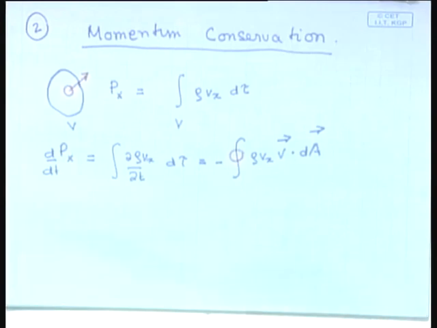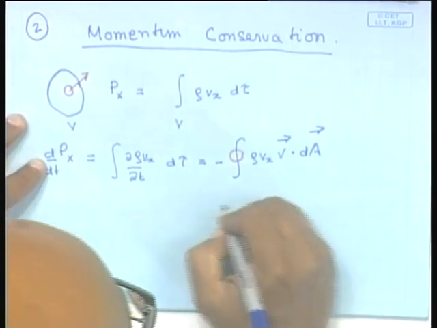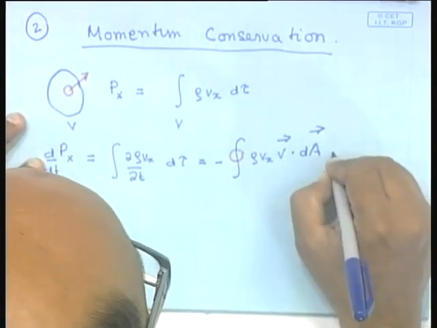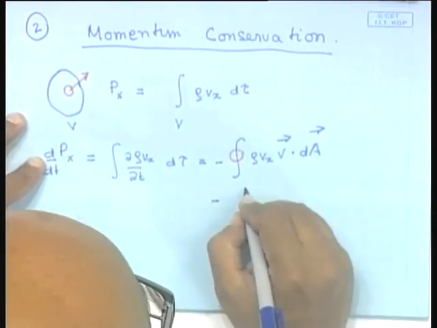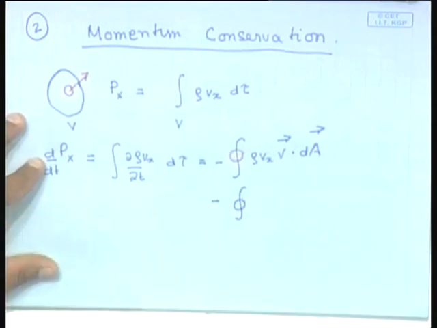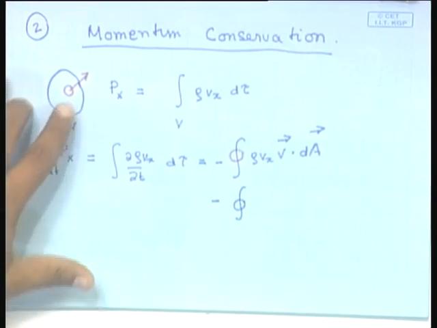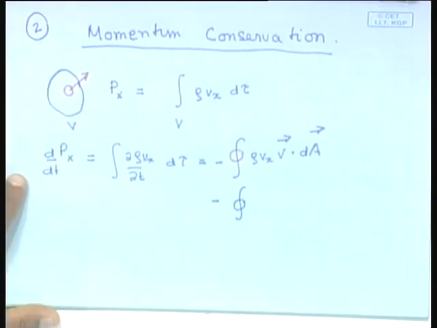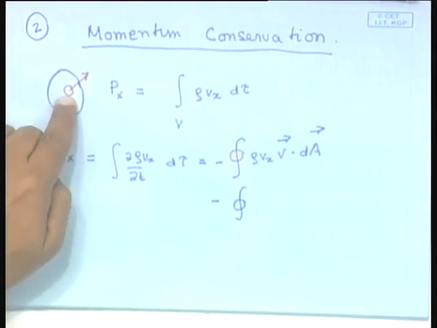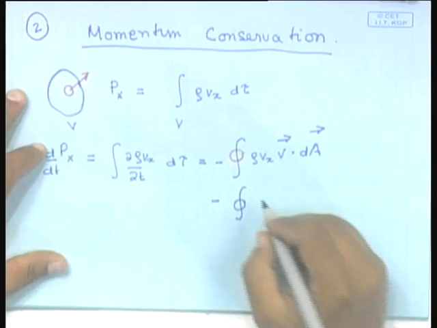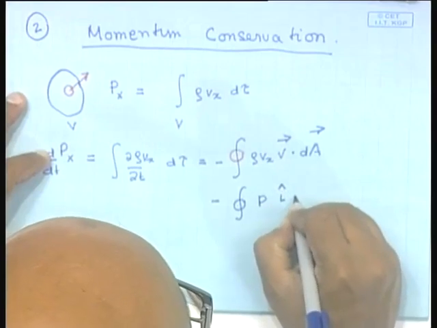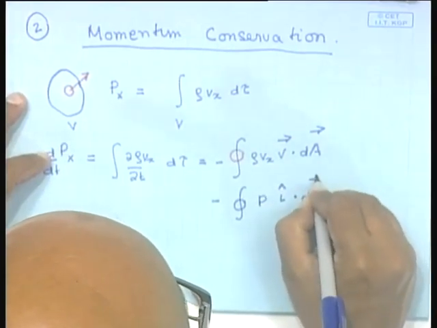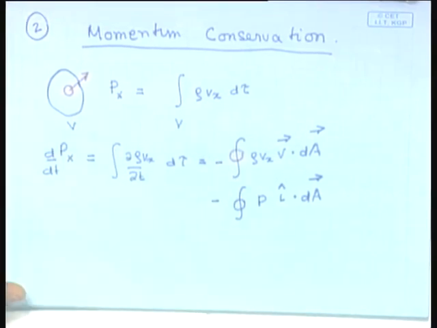So this is going to exert a force, and this force is going to be minus this integral, again the surface integral. We are interested only in the x component of the force, so I have to take the x component of the surface area. What I have to write is the pressure into the unit vector along the x direction, dot dA. That is the force due to the pressure.